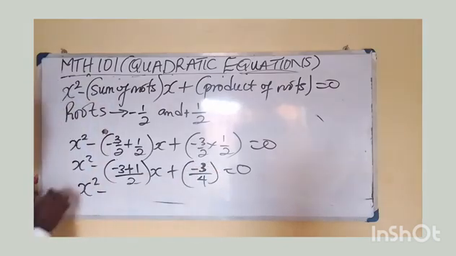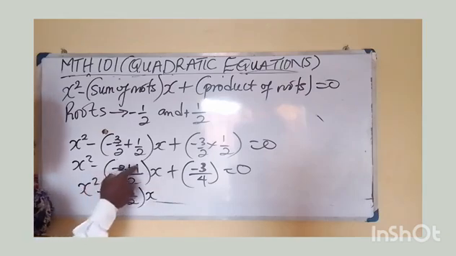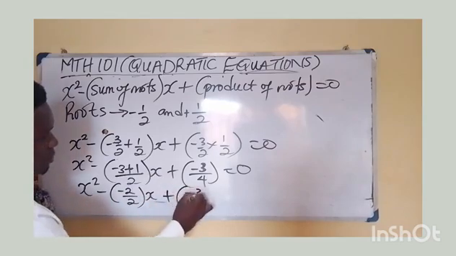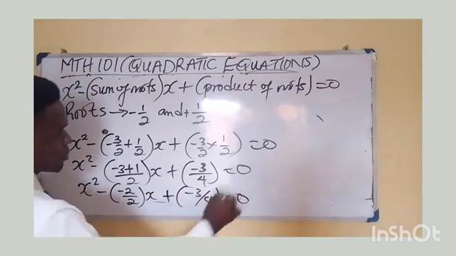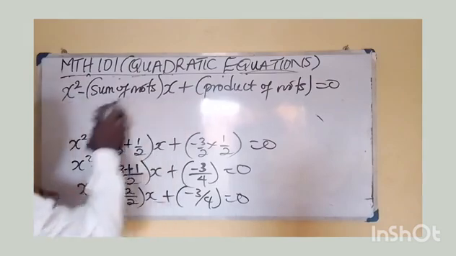So what do I have next? This becomes minus 2 over 2, then x. Why is it minus 2 over 2? Minus 3 plus 1 is minus 2. Then plus minus 3 over 4, all equal to 0.